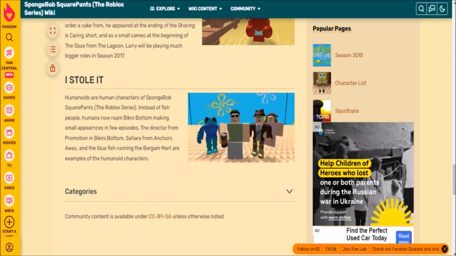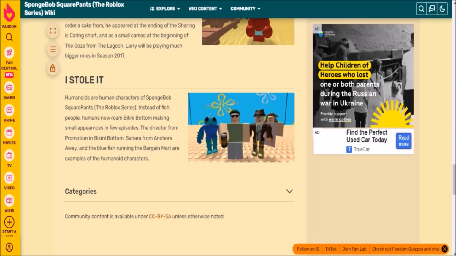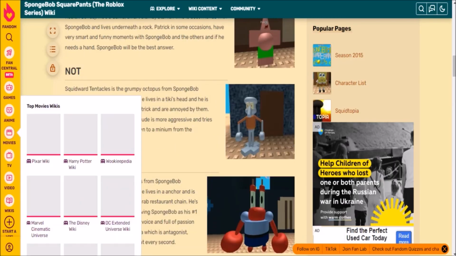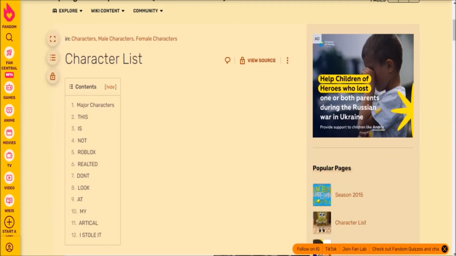And you've got the humanoids. Humanoids are human characters of the SpongeBob SquarePants Roblox series. Instead of fish people, humans now roam Bikini Bottom, making small appearances in a few episodes. The director from Promotion of Bikini Bottom, Sarah from Anchors Away, and the bluefish running the Bargain Mart are examples of the humanoid characters. Those are all the articles of the SpongeBob SquarePants Roblox series wiki.